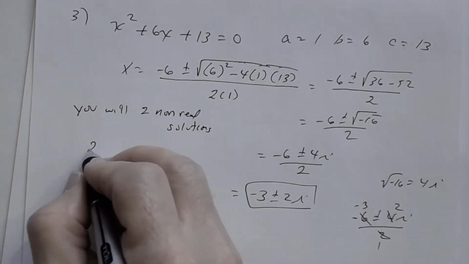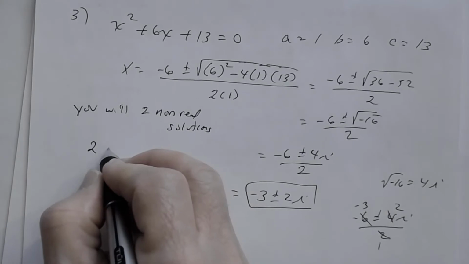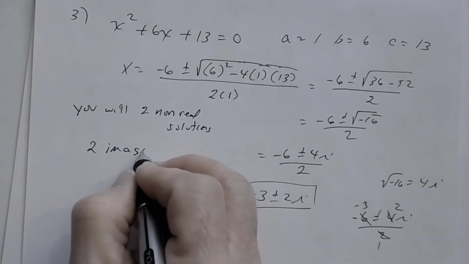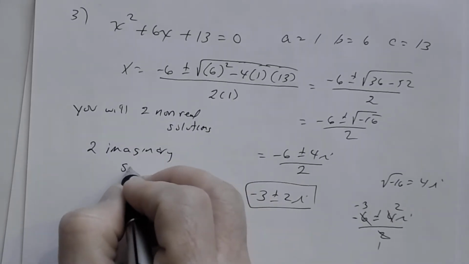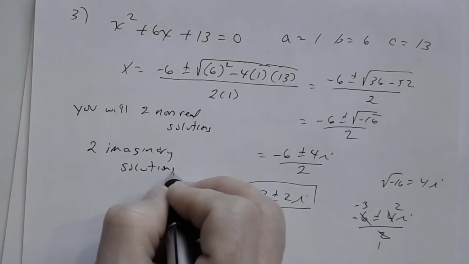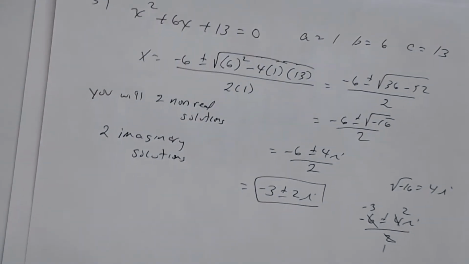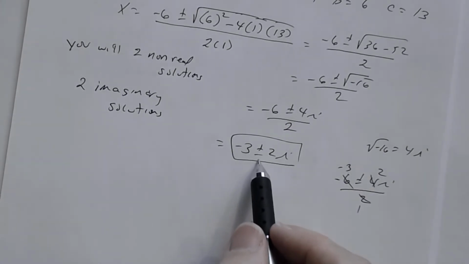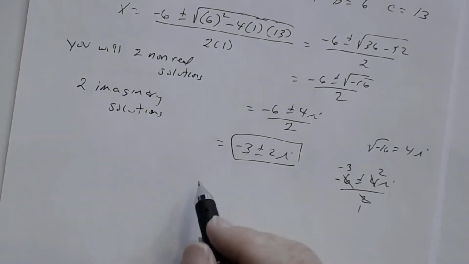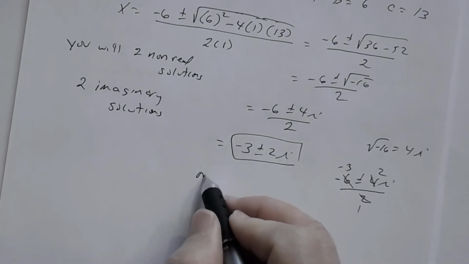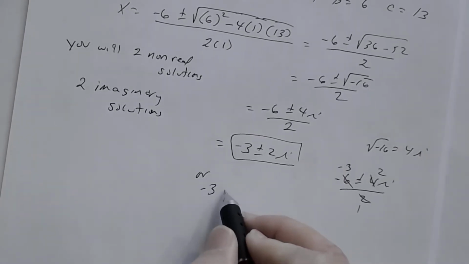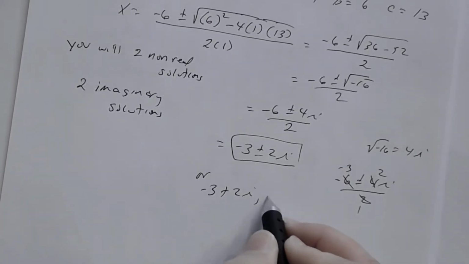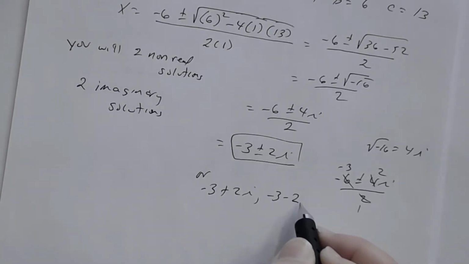So you get 2 imaginary solutions. And so you can write them in compact form or you can separate them. So if I separate them, I'm going to get negative 3 plus 2i and then negative 3 minus 2i.